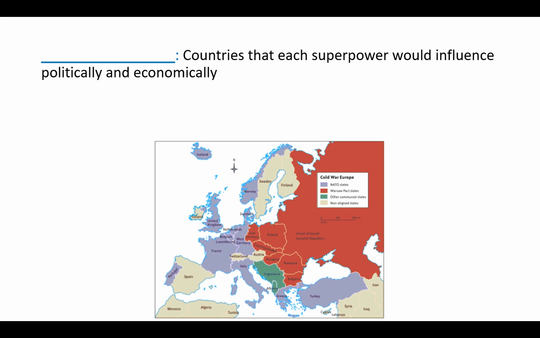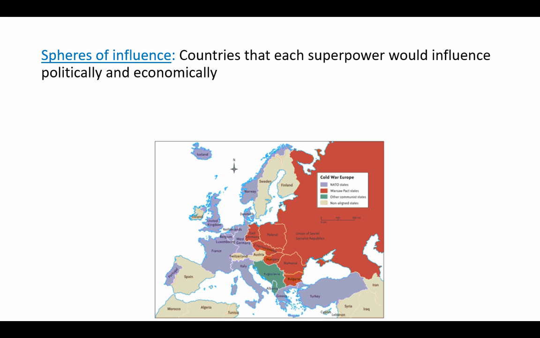And so after World War II, what we see is that each superpower wanted to increase the amount of influence they had in other countries of the world. They wanted to expand their spheres of influence. Okay, so these are countries that are influenced by one of the superpowers, right?